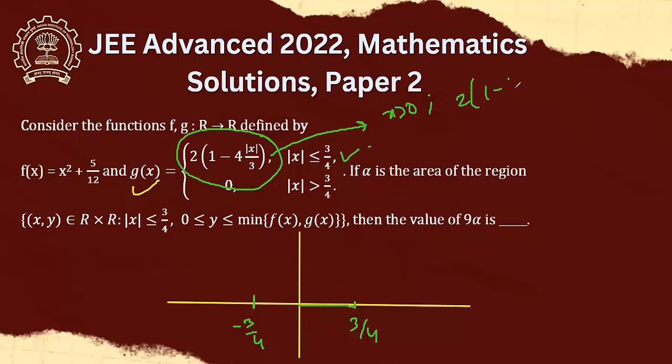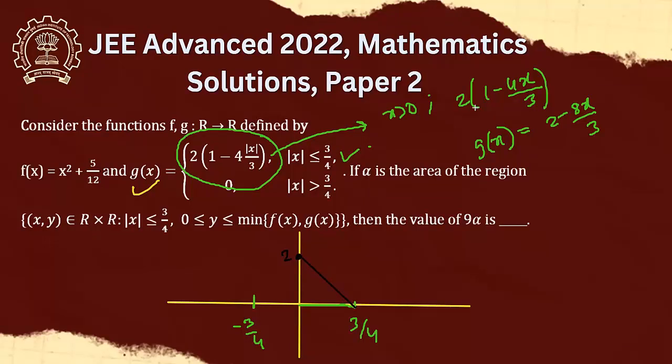2 times (1 minus mod of x), and mod of x is going to be x only. So that is 4x by 3, so that is equal to 2 minus 8x by 3. So this is going to be the function g(x) for this region here. And if I make the graph of that one, for x equal to 0, that is going to be 2 here, and then the slope is negative, so it should come like this.